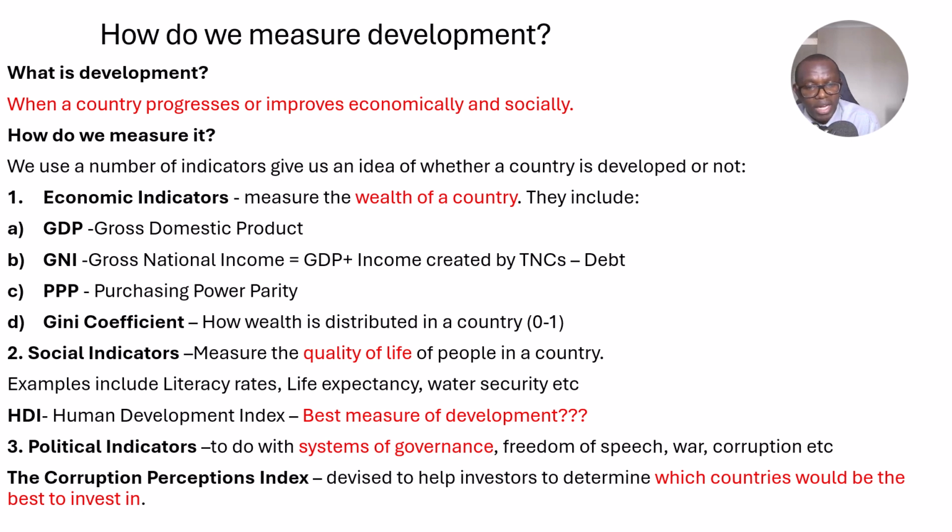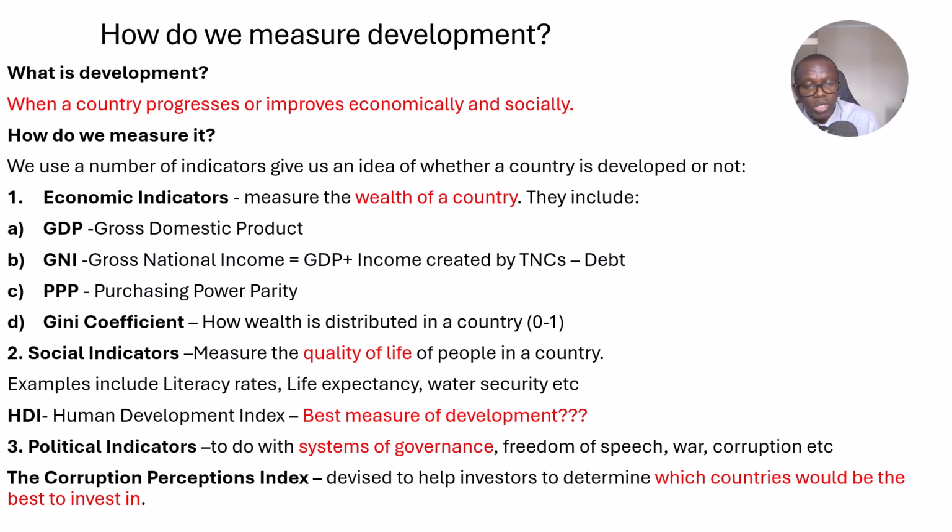Then we have a second economic indicator, and that is the GNI. Now, the GNI is the gross national income, and that's calculated by taking the GDP and adding the income that is created by TNCs in that country minus the debt in that country. Then thirdly, we have the PPP, which is the purchasing power parity, and that refers to what money can buy you in a particular country. So it gives you an idea of how expensive or inexpensive goods are in a particular country.